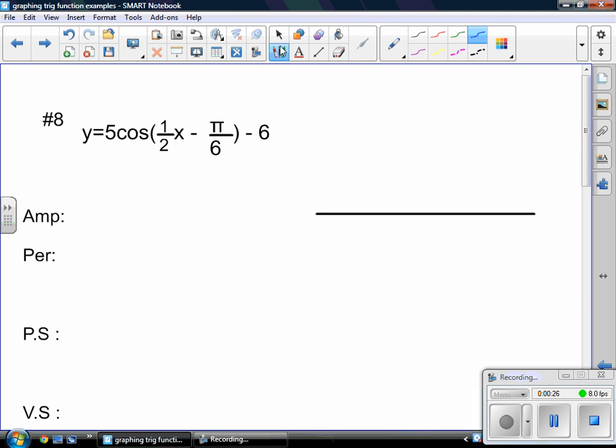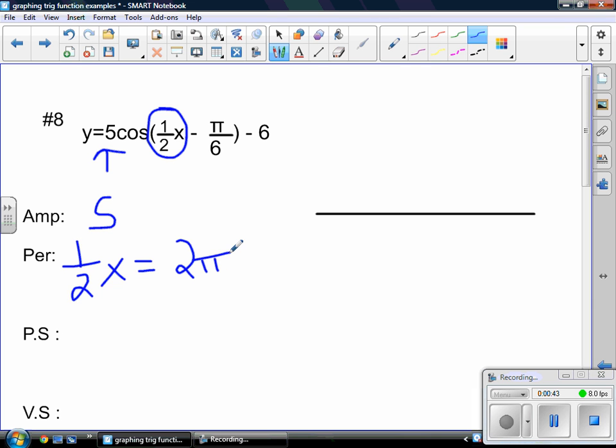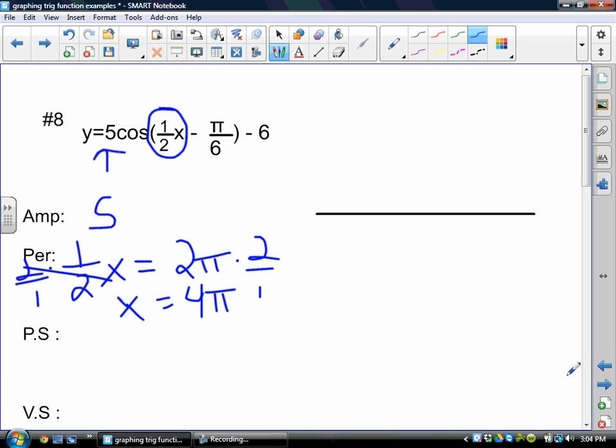So amplitude is the number in front, that's a 5, so it's going to be stretched taller vertically. Period, I'm going to set whatever is with my theta or with my x equal to the normal period length of cosine. Normal period length of cosine is 2 pi. So I'm going to solve for x times 2 over 1. So my new period is going to be 4 pi. Okay? So it's going to take a lot longer to get through my one cycle. It's kind of double the length to get through one cycle instead of the normal 2 pi.